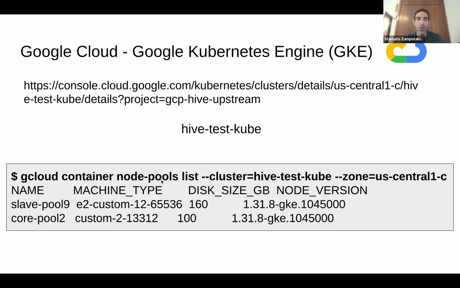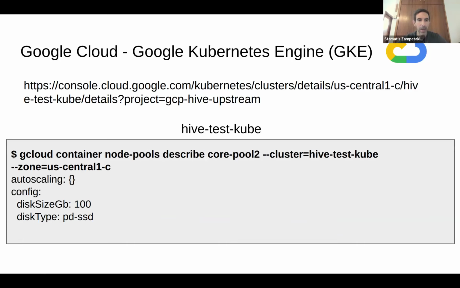So basically, we want to see the machines that are available for this Kubernetes cluster. We have two node pools, so two kinds of machines, the slave pool 9 and the core pool 2. I didn't pick the names. We can also see some very brief information like the disk size, which is in gigabytes, and the machine type. The machine type is actually about how many CPUs, how much memory, et cetera.